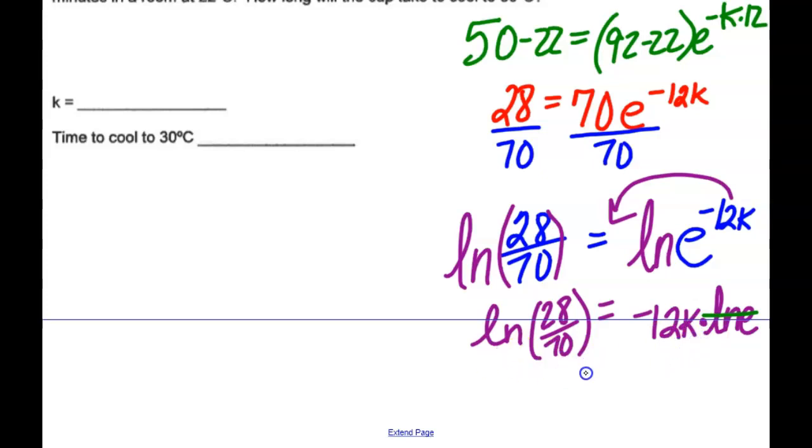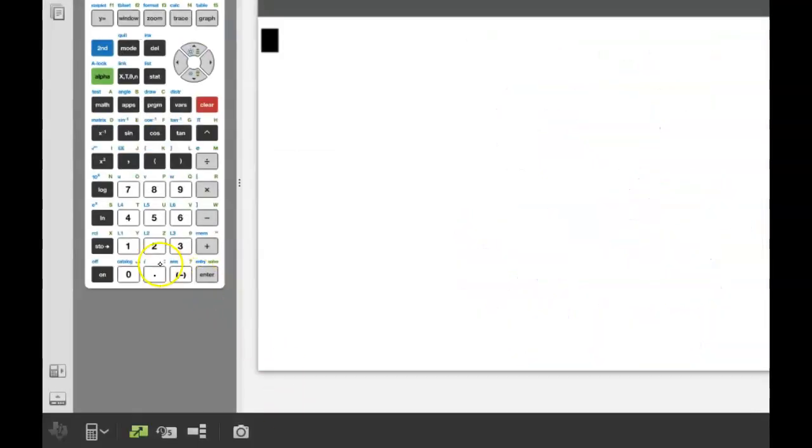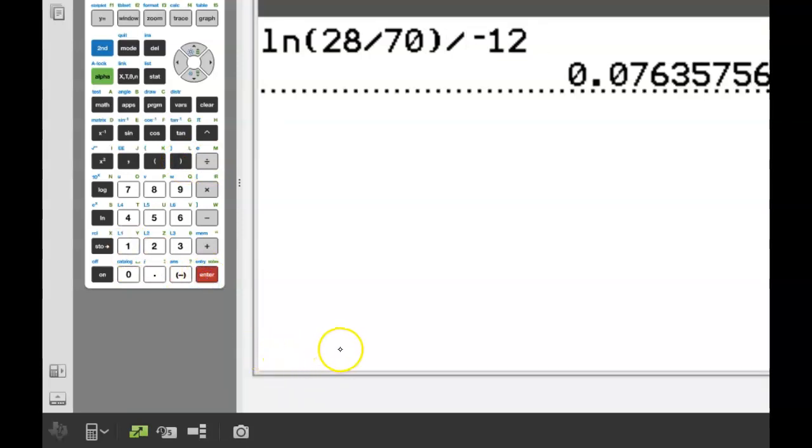So what's the last step in finding k? What is the only thing I have left to get k by itself? Divide by negative 12. So be careful. The 28 over 70 is all in one parenthesis, and we have to close that before we divide by negative 12. Now we're going to get a real funky decimal. I got 0.0764 if I round to 4 places.